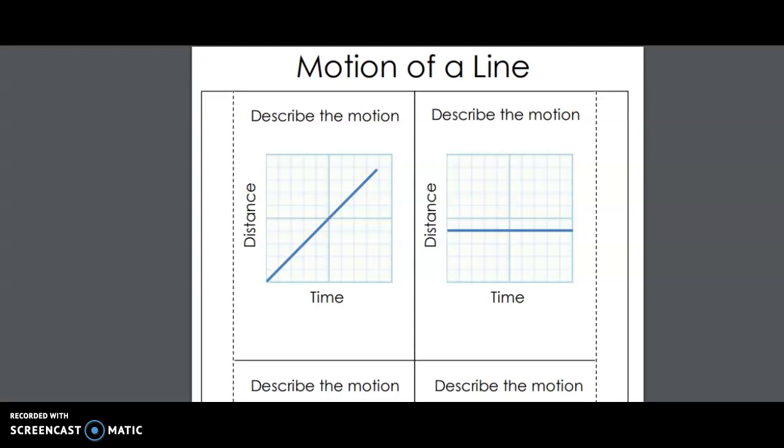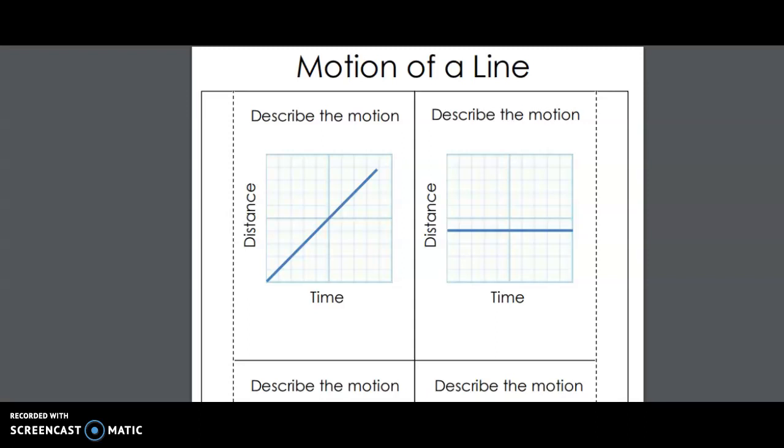And today we're going to look at 8 different graphs, and we're going to describe the motion, which really does fit our I can statement. I can identify the types of motion graphs, interpret the data in order to determine the motion of an object.